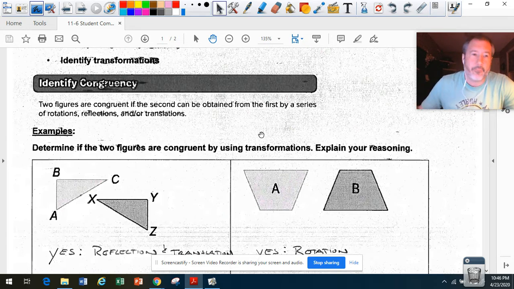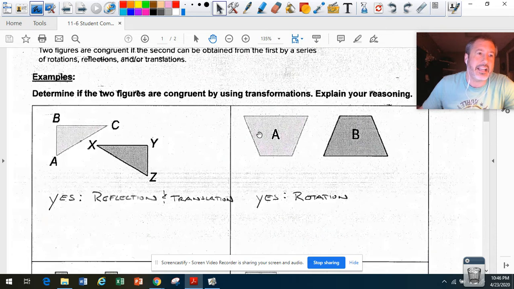So if we take a look down here, it says examples. Determine if the two figures are congruent using transformation. So our transformations are going to be our rotations. That's if we can move it around a single point. Okay, we move it around. Okay, a reflection. Remember, think of the mirror.